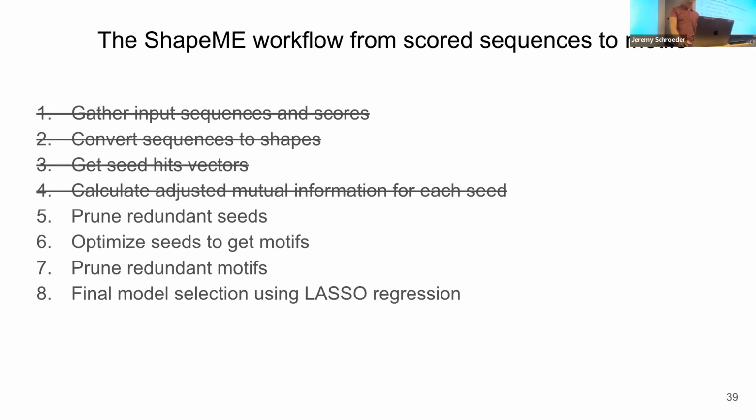All right. So we put our data into ShapeME. It gathered up all these seeds of shapes. It got these hits vectors. It calculated the adjusted mutual information between every seed and our input data. All right, that's great. Now we have usually tens of thousands to hundreds of thousands of seeds that we need to filter through and decide which were actually informative. And of those that are informative, which are distinctly informative and which are redundant with seeds that we already identified.